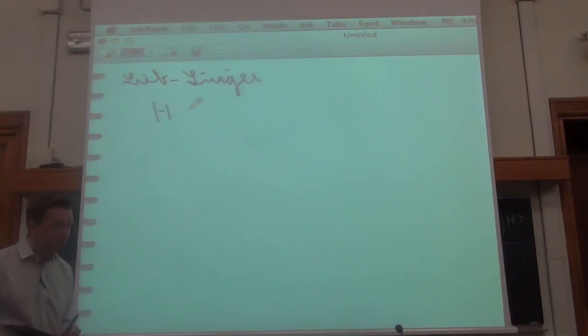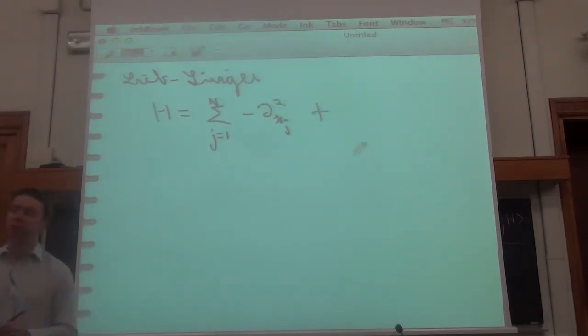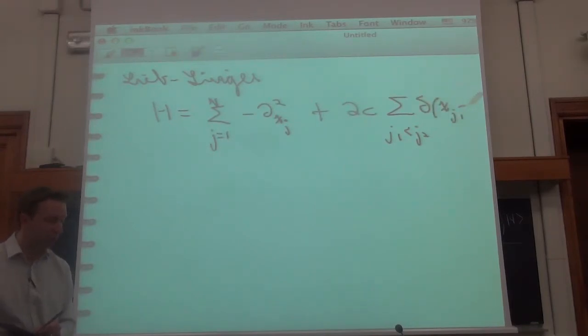So, in first quantized notation, what we're going to do is simplify our lives. We're going to put h bar equal to 1, 2m equal to 1. So our Hamiltonian is just going to be a summation over n particles with just the kinetic energy part, d_xj squared. And then our interaction is going to be a contact interaction. By convention, we will give it the parameter 2c here. It's a pairwise potential, so there's a summation over j1 less than j2 of the delta of xj1 minus xj2.